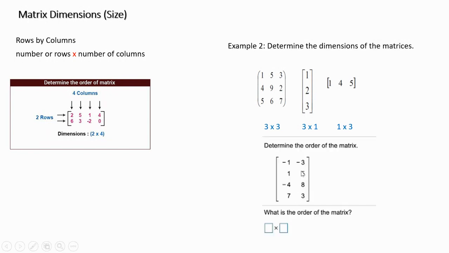Okay, now, can somebody tell me what this one is? How many rows? One, 2, 3, 4, right? So it's 4 by 2. Very good, Jacob. Very good.